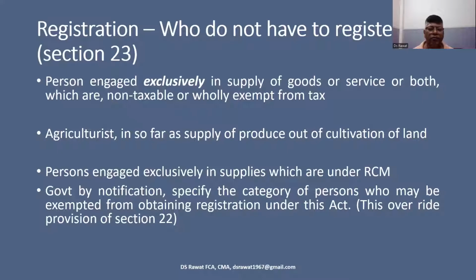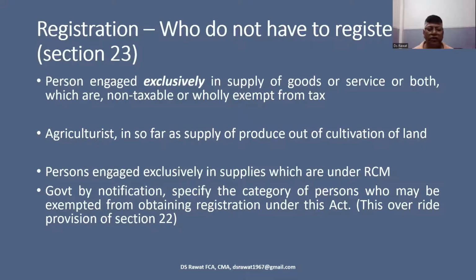Similarly, a person engaged exclusively in the supply of goods or services which are under RCM need not take registration. Examples are advocates, where they supply the services and the recipient of the advocate services pays the tax under RCM. In that case, the advocate need not take the registration, even if the value of services is above the threshold limit.